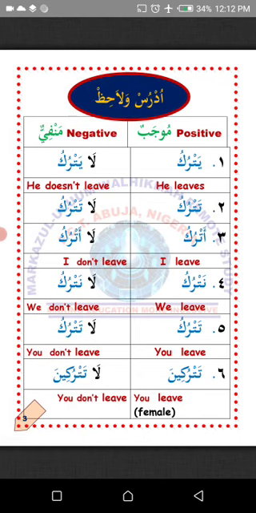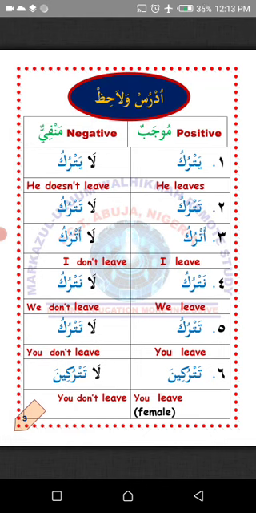Yatruku, he lives. La yatruku, he doesn't live. Ithnan, number two. Natruku, tatruku, you live or she lives. La tatruku, she doesn't live. Thalatha, number three. Atruku, I live. La atruku, I don't live. Arba, number four. Natruku, we live. La natruku, we don't live.